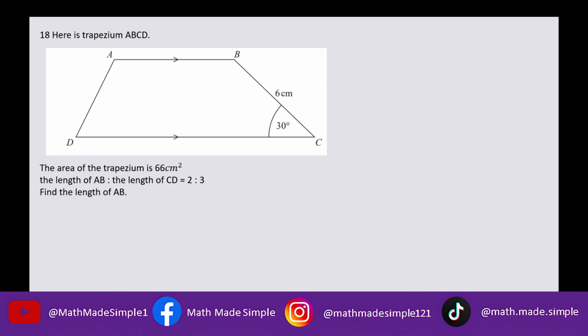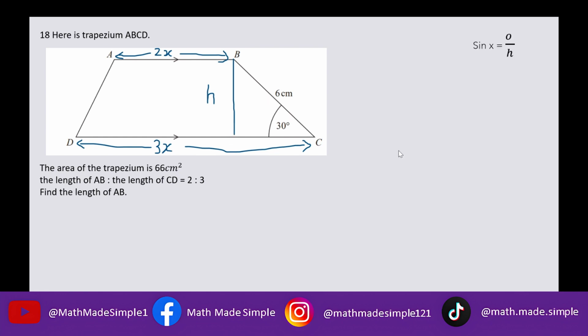Now first of all, for the area, we need the perpendicular height. So I can draw a right angle triangle and label this H. And also because it's 2 to 3, I can call this 2x and 3x, and x is the ratio. So first of all, I need to work out H, and I can do that using the sine rule.